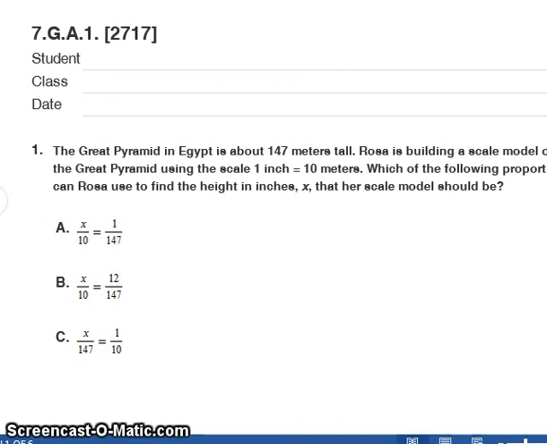The Great Pyramid in Egypt is 147 meters tall. Rosa is building a scale model of the Great Pyramid using the scale 1 inch is 10 meters. So which of the following proportions can Rosa use to find the height in inches, x, that her scale model should be?